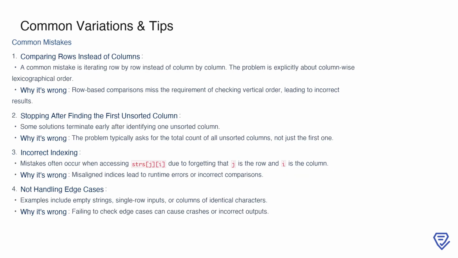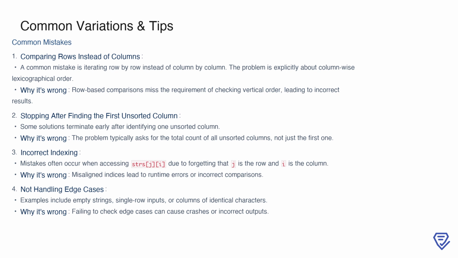When working on this problem, there are some common mistakes to watch out for. First, many people mistakenly compare rows instead of columns. Remember, the problem is specifically about ensuring that columns are sorted lexicographically. If you iterate row by row, you're missing the vertical ordering requirement, which will lead to an incorrect solution. Next, some solutions stop after identifying just the first unsorted column. This is problematic because the task is to count all unsorted columns, not just the first one.